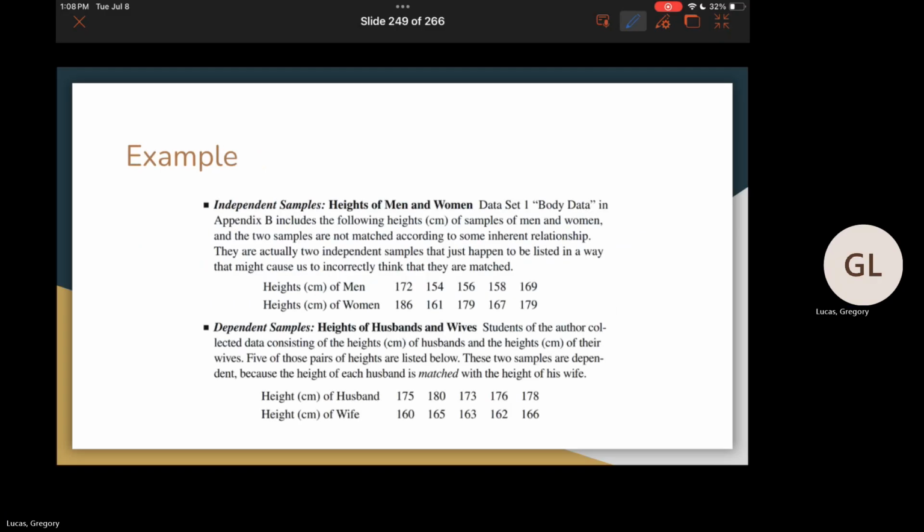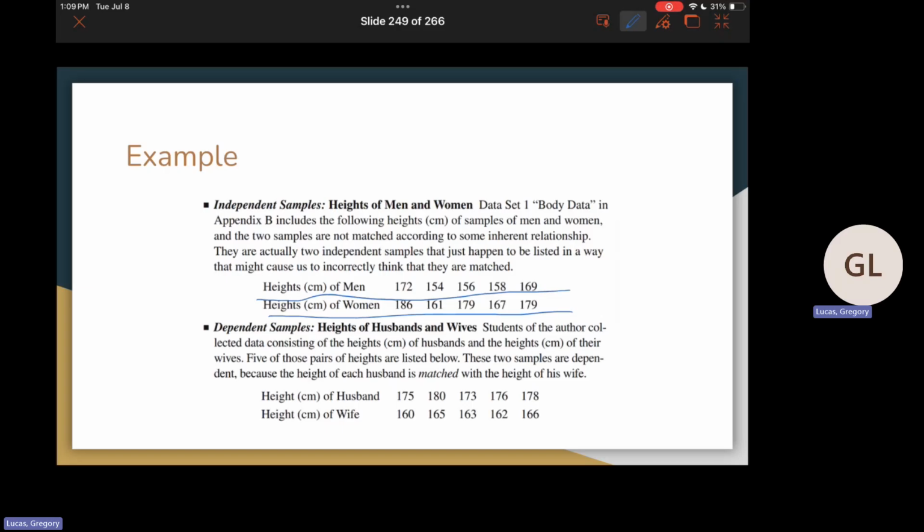Right. So some examples between the two. Independent samples: height of men and women. If we say data set 1 is body data and it includes the following heights of sample men and women, and the two samples are not matched according to some inherent relationship, they are two independent samples that just happen to be listed in the same way, and this might cause us to incorrectly think they are matched. So we have heights of men, heights of women, two different samples. They have no relation to each other, even though they're measured in the same way.